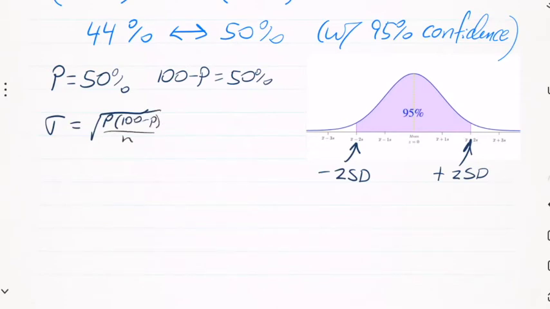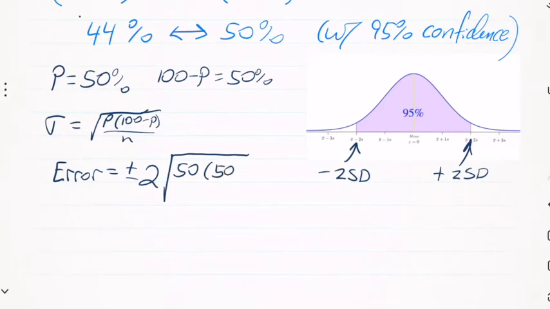If we replace a few things, I know I want to go two standard deviations away, so the error that we're going to be looking for is going to equal plus or minus two standard deviations of P, which I made 50, of 100 minus P, which I made 50, and we're going to divide that by the number of people that we're going to survey. All right, now the square root of 50 times 50 is just, well, 50. And 2 times 50 is 100.